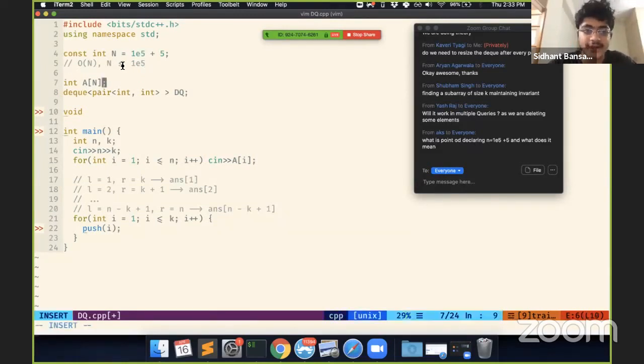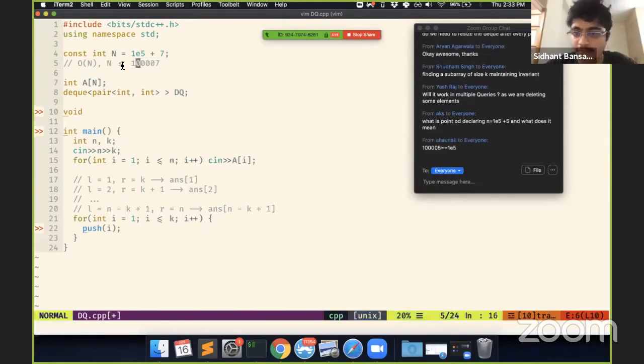I could have set it to like 100 or something. It wouldn't have mattered. Okay, 1e5 actually means 10 to the power 5, so I'm actually setting it to this value. 1e5 is the scientific notation of 10 to the power 5, which means 10 and how many zeros after that. So 5 denotes how many zeros after that.